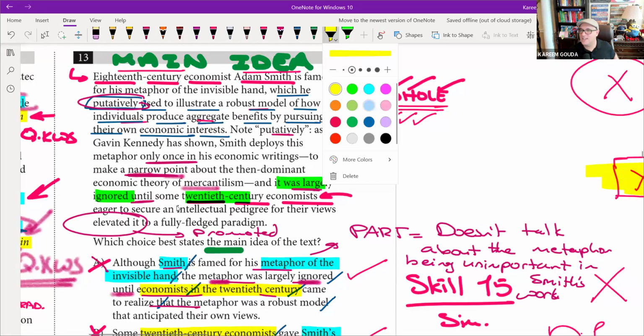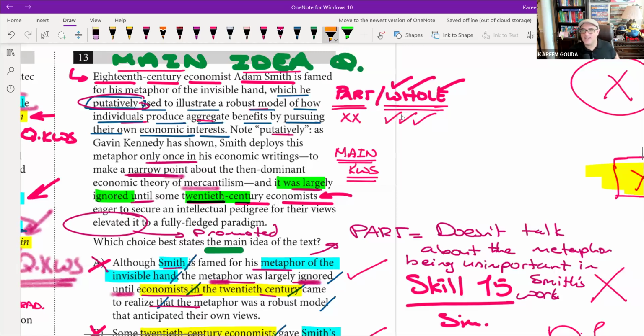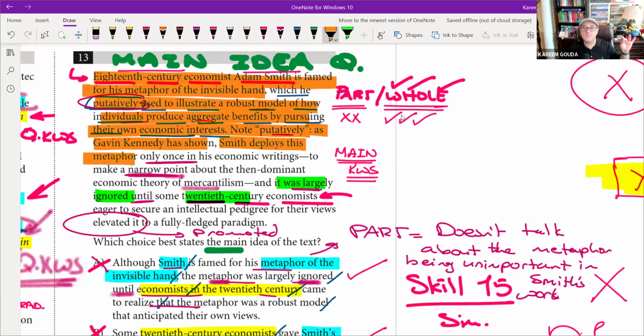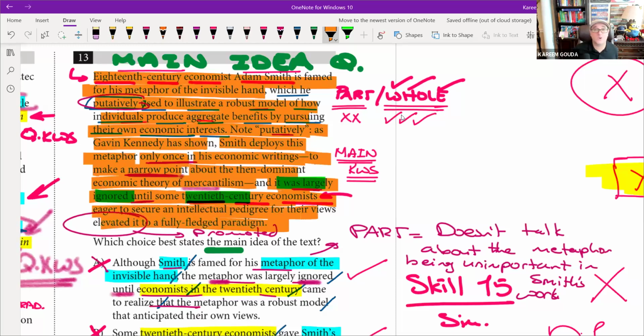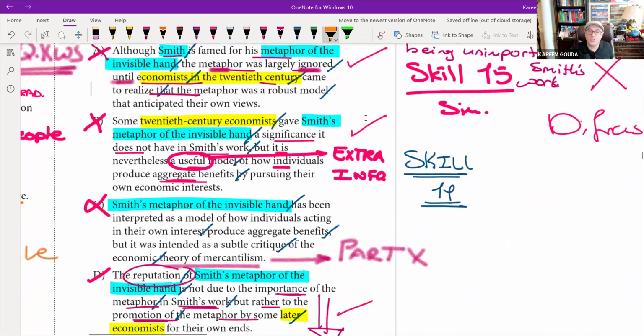parts. Here, let's do this in orange. This part says that Smith is famous for the invisible hand metaphor. All of the answer choices have this. Wait a minute. He putatively used it to illustrate the robust model of how individuals do so and so. Putatively means supposedly true, so probably not. Good. As Gavin Kennedy has shown, Smith deploys this metaphor only once in his economic writing, so it was not important in his writing, to make a narrow point about the then dominant economic theory. Then it was largely ignored until the 20th century economists eager to secure so-and-so. The only answer choice that has all of this is D.